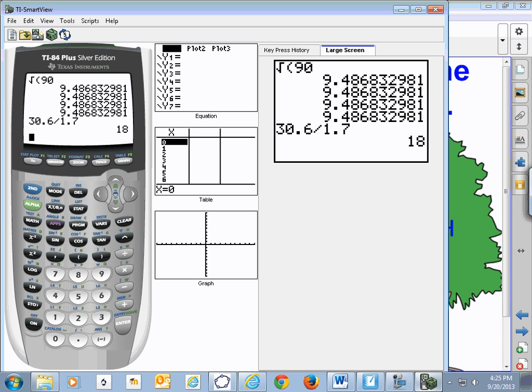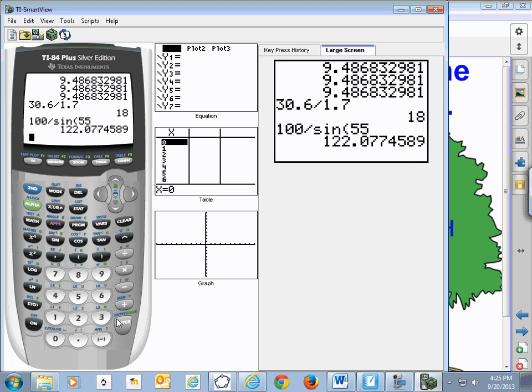So we pull out our calculator. This can be done on the calculator on your computer. Some people like the TI calculator. Either way is fine. So to calculate 100 divided by the sine of 55, we do 100 divided by the sine of 55. Says 122 feet.